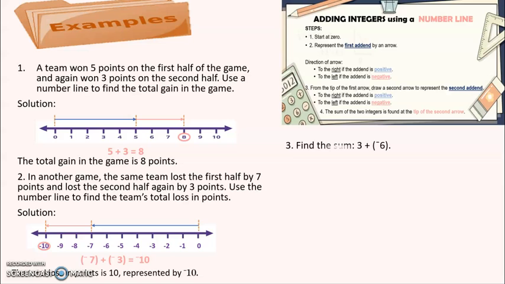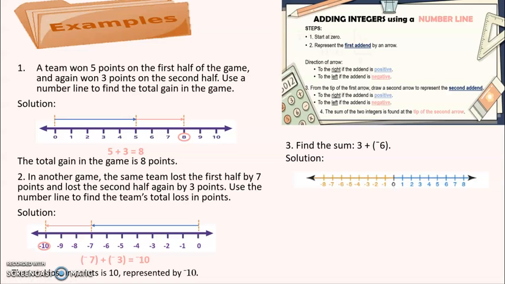Next, number 3 example. Find the sum: 3 plus negative 6. Here we have our solution, using the number line. This time, since we are dealing with a positive integer and a negative integer, the number line we will use has two sides again, positive and negative, and in the center is 0.